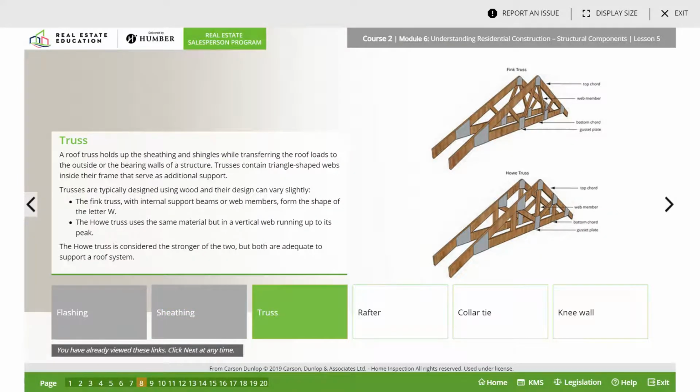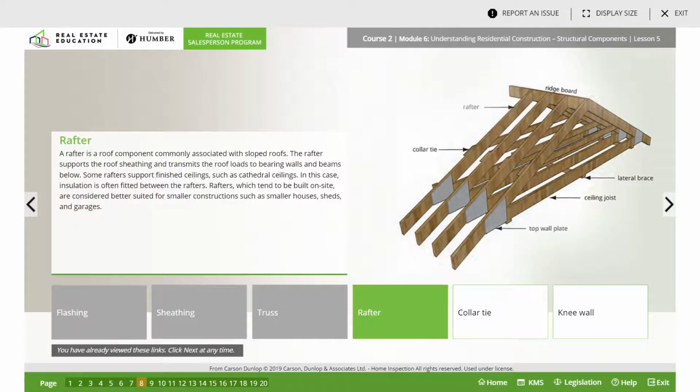Truss. A roof truss holds up the sheathing and shingles while transferring the roof loads to the outside or the bearing walls of a structure. Trusses contain rectangular shaped webs inside their frame that serve as additional support. Rafter. A rafter is a roof component commonly associated with sloped roofs. The rafter supports the roof sheathing and transmits the roof load to bearing walls and beams below.